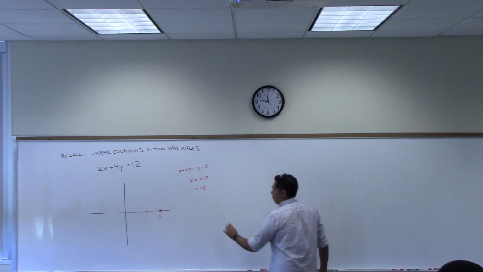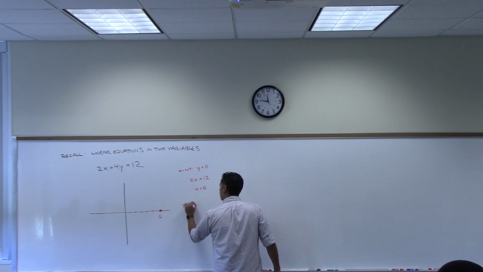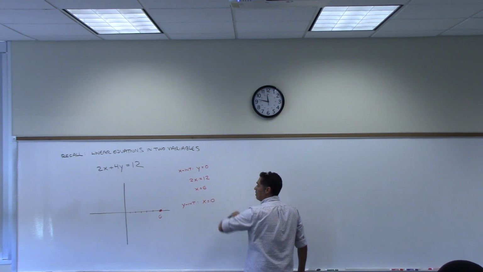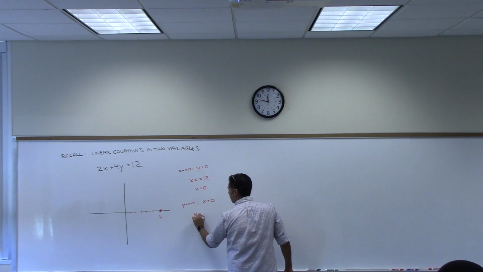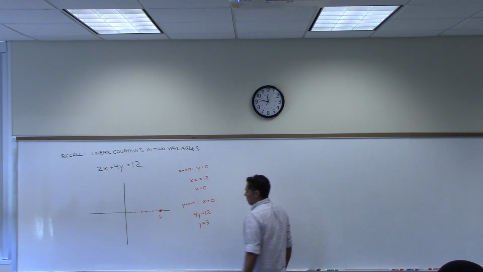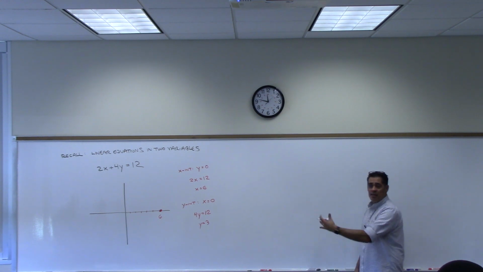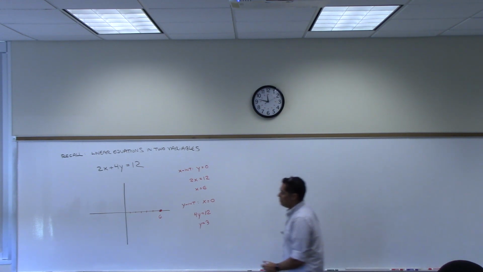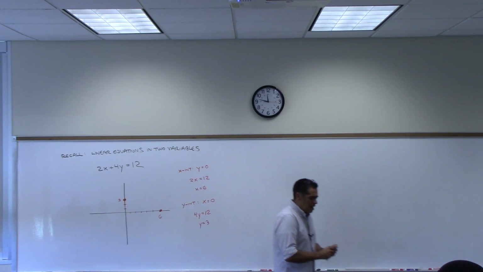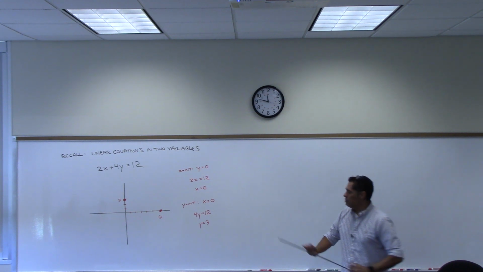And then the y-intercept, you set x to 0, right? And when you set x to 0 there, you get 4y equals 12, and you get y equals 3. So we've done this before, right? 1, 2, 3. 3 on the y-axis, draw a dot. And then you come in here with a straight line, right? And you connect those two.